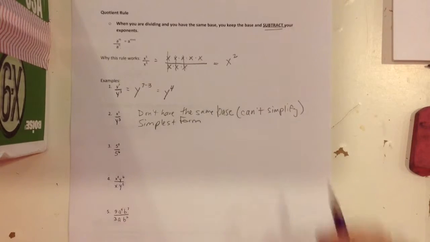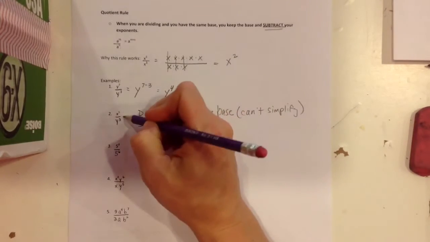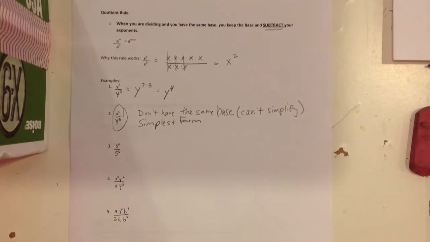So remember the rules that we've learned so far. Both rules said that you had to have the same base. You had to have the same base to use the product rule, and you had to have the same base to use the quotient rule. So since we did not have the same base, we cannot simplify, and it is in simplest form. So this is your answer. You can't go any further.